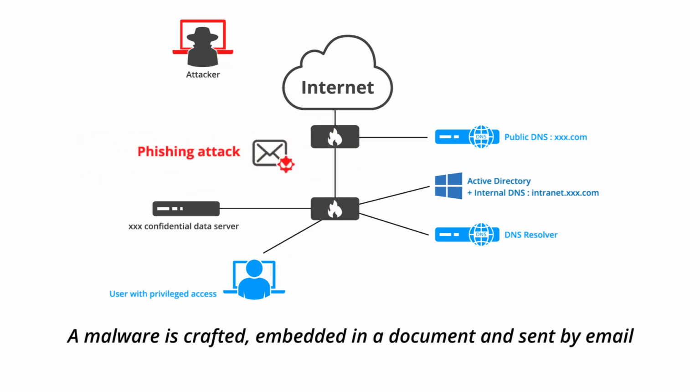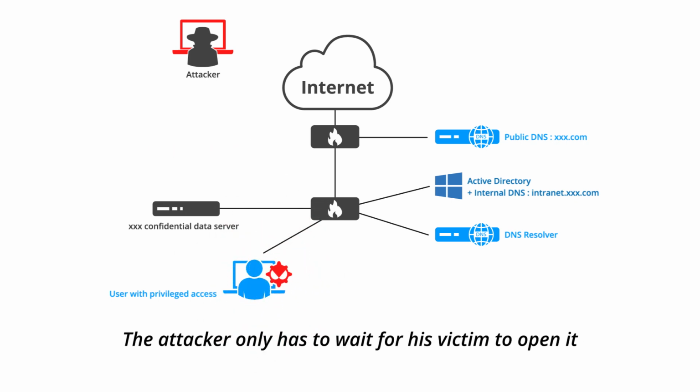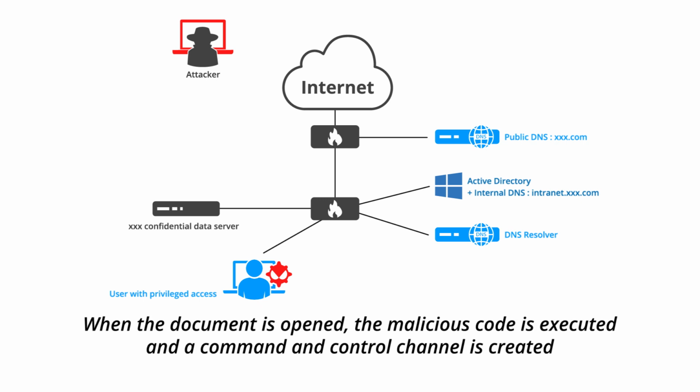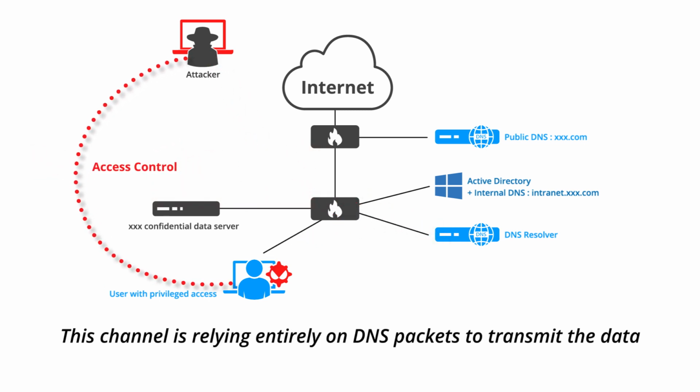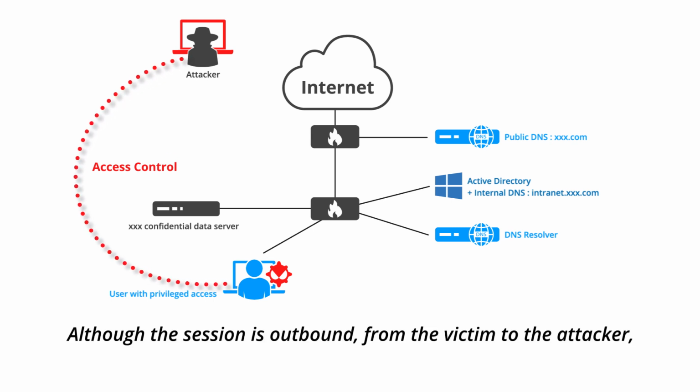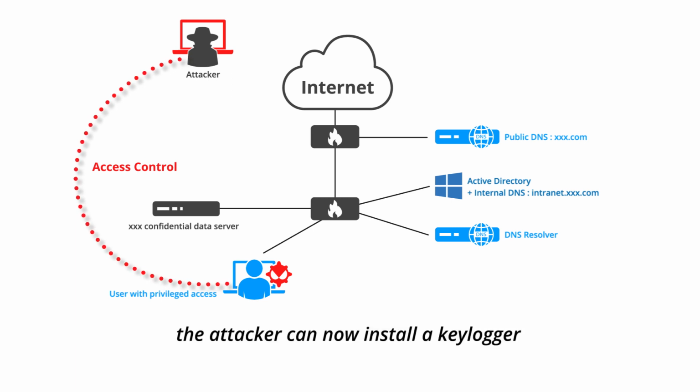A malware is crafted, embedded in a document, and sent by email. The attacker only has to wait for his victim to open it. When the document is opened, the malicious code is executed and a command and control channel is created. This channel is relying entirely on DNS packets to transmit the data. Although the session is outbound from the victim, the attacker can now install a keylogger.